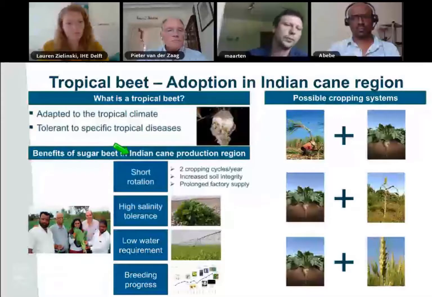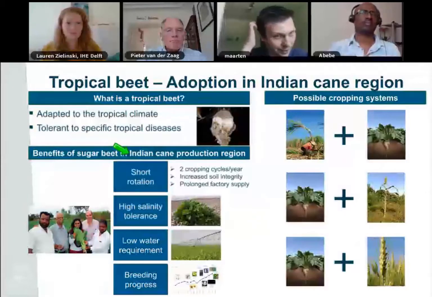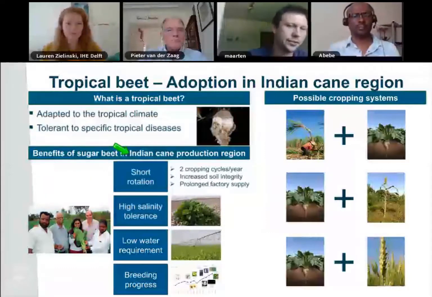So what is a tropical beet? It is, first of all, a sugar beet variety that is adapted to the tropical climate, so high temperatures, also high night temperatures, compared to what you get in more temperate regions. And of course, if you move into new regions, you experience new diseases. Sclerotium, as you can see here in the picture, is a nasty example of that. So then we also have to breed for tolerances against these diseases, and only then do you have a variety that can sustain profitable growth in the new region.